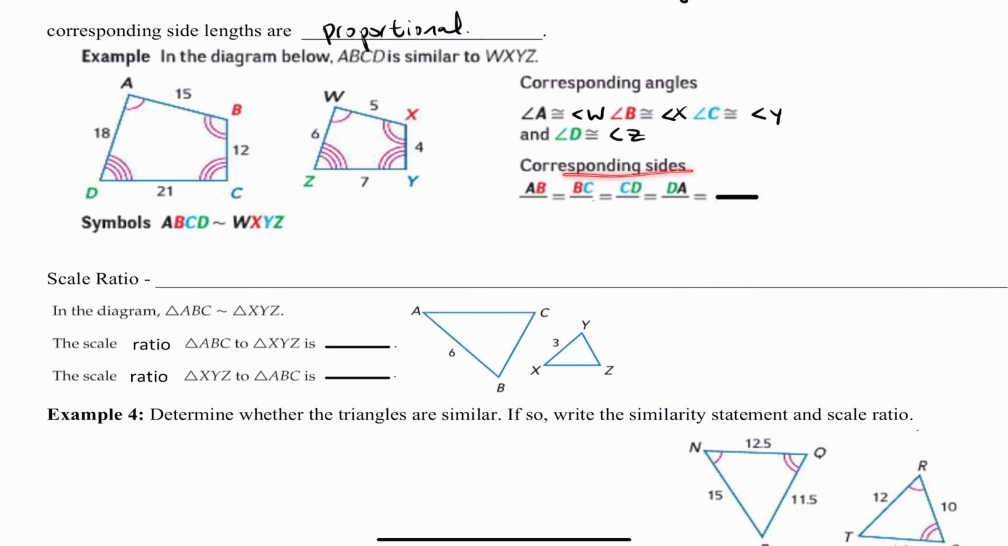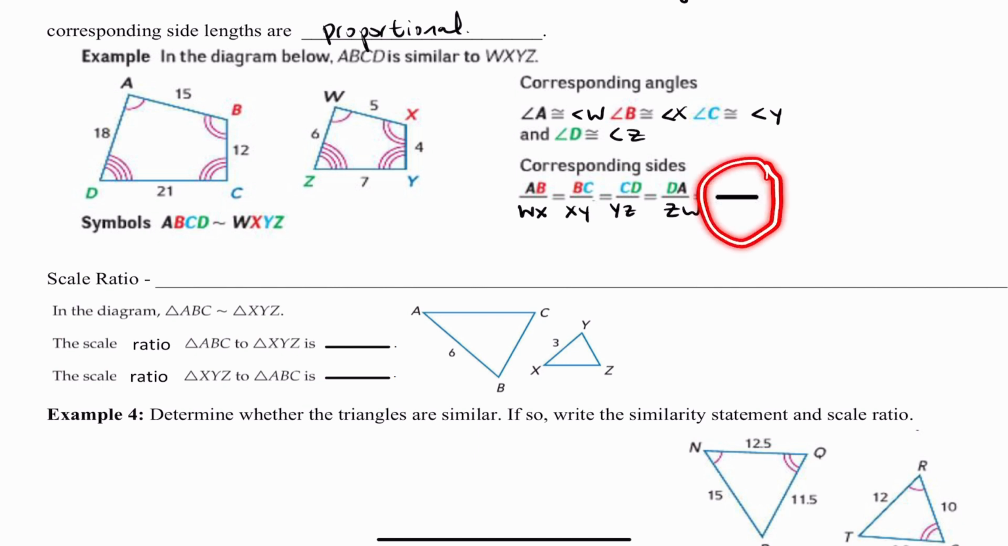Now the corresponding sides, not the angles. We look at AB. Notice that AB, the A has 1 arc and the B has 2 arcs. I need to find that side with 1 and 2. So here's a side with the 1 and the 2. So we know that AB corresponds with WX. And then BC corresponds with XY. And then CD corresponds with YZ. And then DA corresponds with ZW.